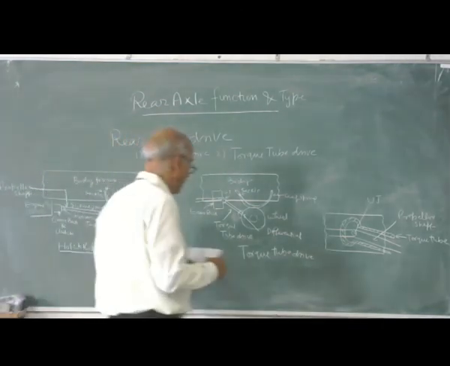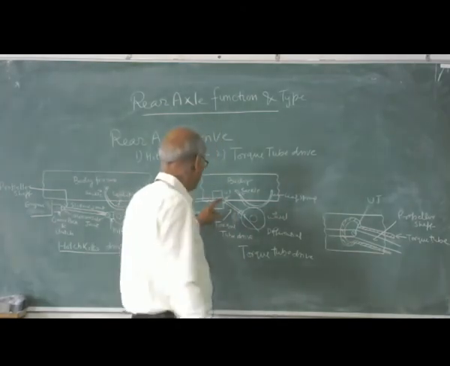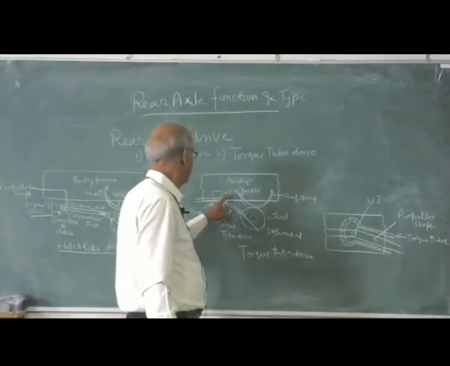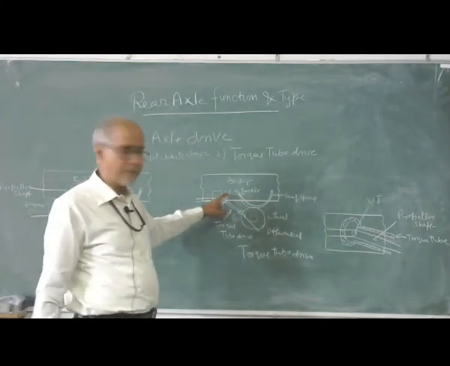Now, in torque tube joint, what is there? There is only one universal joint which is being used. UJ I have written in short. UJ means universal joint. Okay.